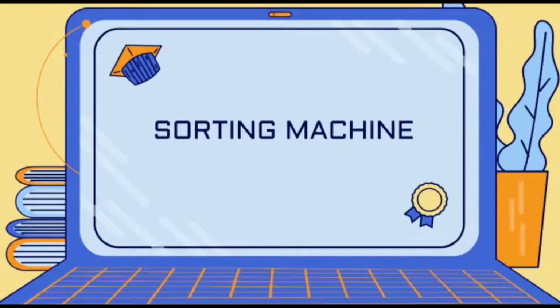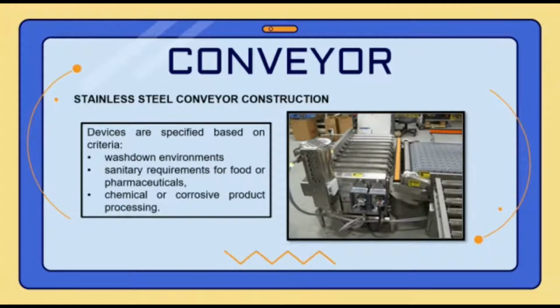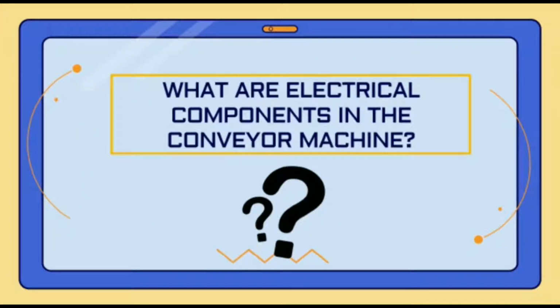Next is sorting. Why sorting is needed is to separate undesirable materials such as stones, dried leaves, and so on, and aim at ensuring only good quality raw material is preserved for further processing. Stainless steel conveyor construction is one of the conveyors used in food processing, including the pharmaceutical industry. This device is specified based on washdown environment, sanitary requirement for food or pharmaceutical, or also for chemical product processing. So what electric components are in the conveyor?